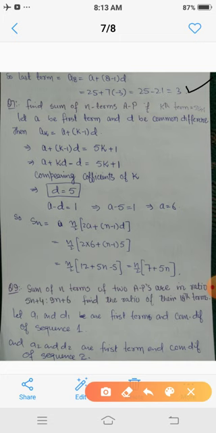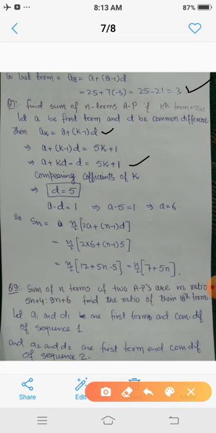Now question number 7 is: find the sum of n terms of an AP if the kth term is 5k plus 1. Let a be the first term of the AP and d be the common difference of the given AP. Then clearly ak, the kth term, equals a plus k minus 1 into d. So a plus k minus 1 into d equals 5k plus 1, because it is given that the kth term is 5k plus 1. Now clearly this is a polynomial in k.